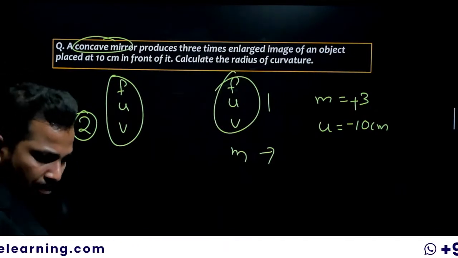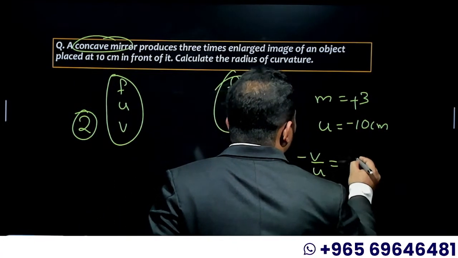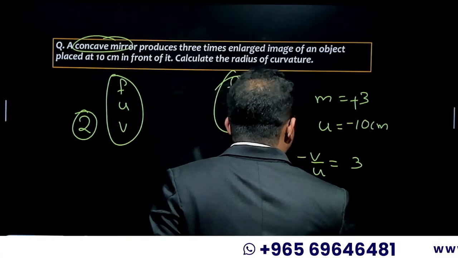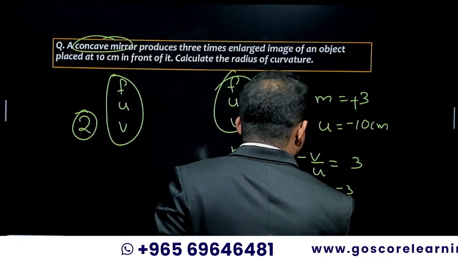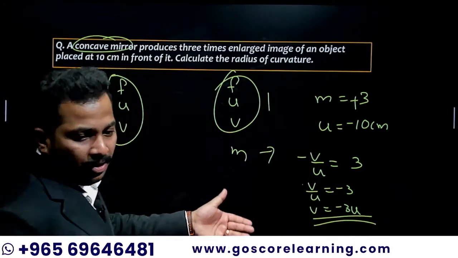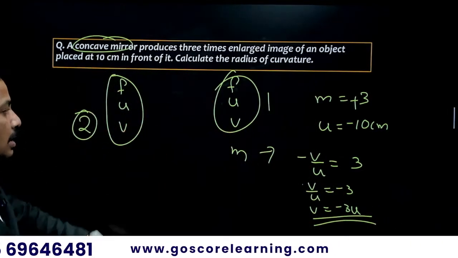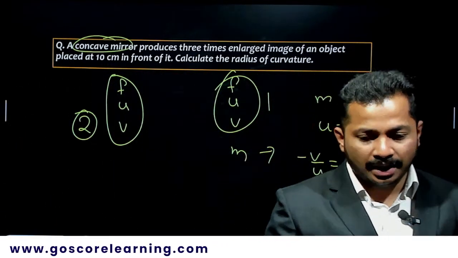So repeat the same thing. What is the step? Minus V by U is equal to 3, so V by U is equal to minus 3, and V is equal to minus 3U. Follow the same method that you followed for the previous question. Substitute in the mirror equation, and instead of V, write minus 3U. So you will get the answer.